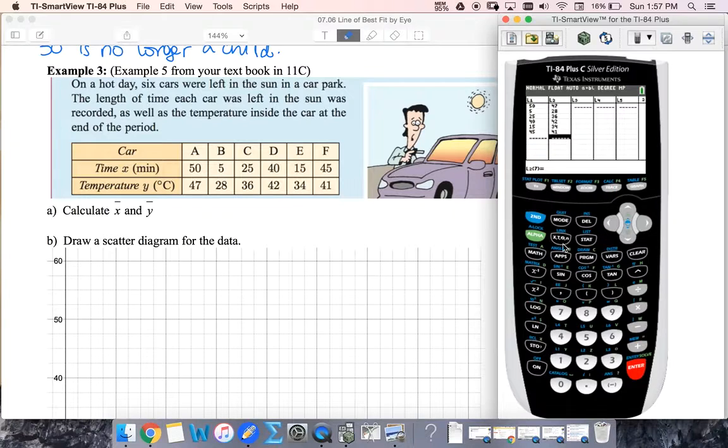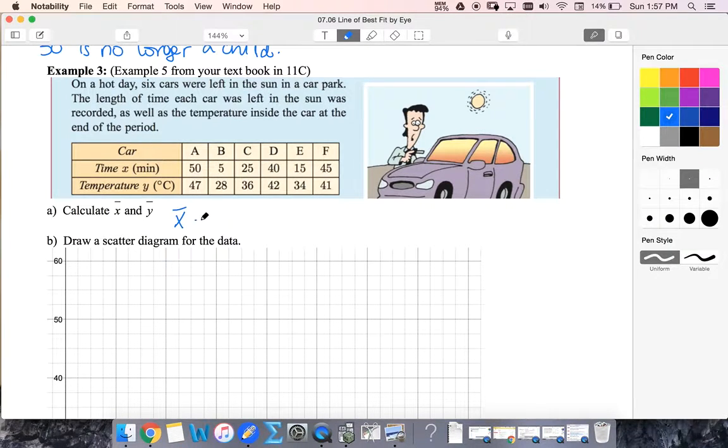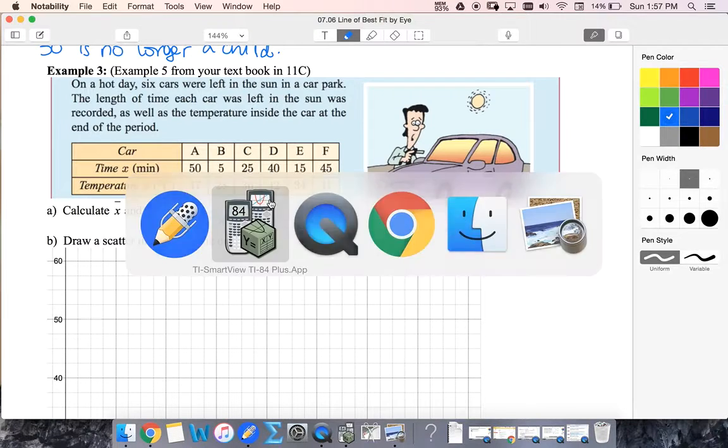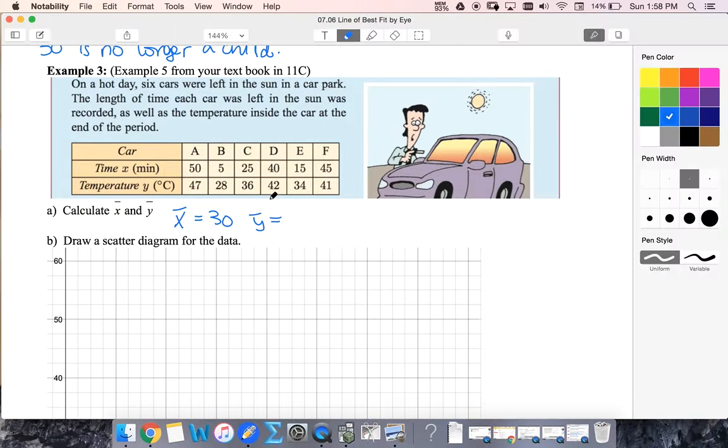All right. So notice my data points aren't in order, but that's okay. Your calculator doesn't need them to be in order. So to find the mean, stat, calc, two var, list 1, list 2, no frequency. All right, so we've got our x mean is 30. And our y mean, our temperature mean, is 38.